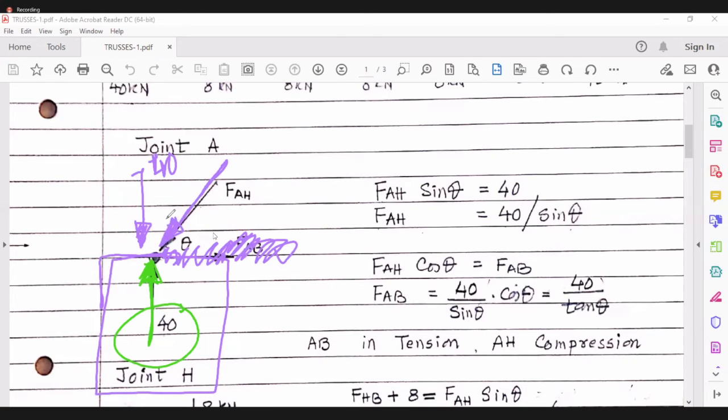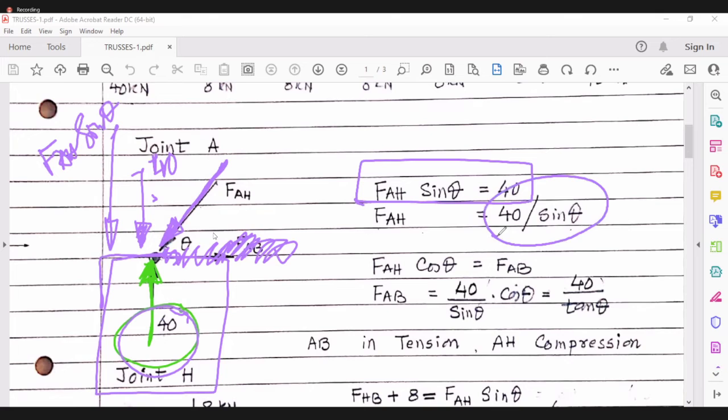Fine. Now things become interesting. FAH has a sine theta component here. So this is FAH sine theta. That should be equal to 40, which I am writing over here. Right? So FAH is 40 by sine theta. Okay? And FAH is in this particular way. Its direction is this. Correct?